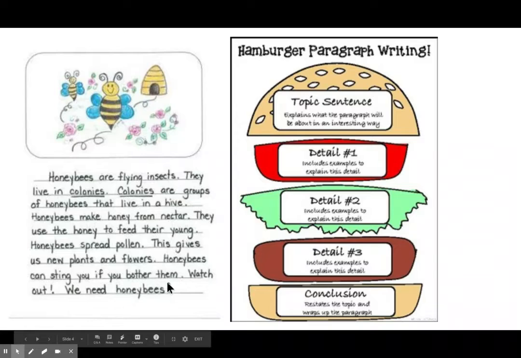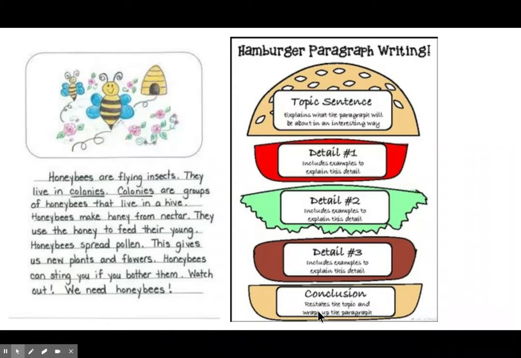Honeybees can sting you if you bother them. Watch out. We need honeybees. So see how they wrap that up. So topic, introduce your reader to what you're talking about. Fact and detail, fact and detail, fact and detail, and a conclusion.